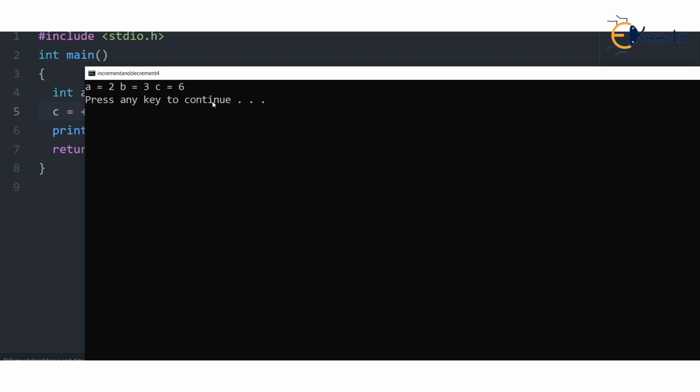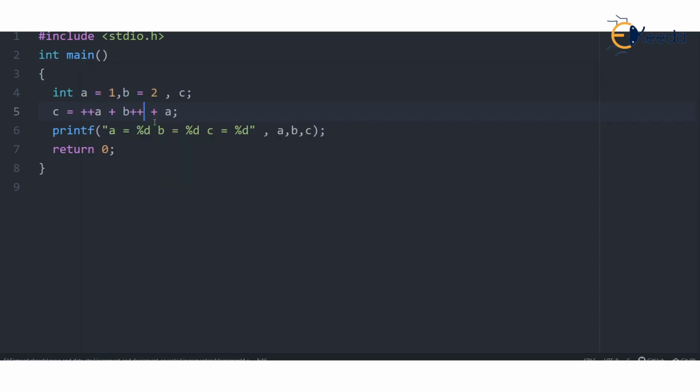There are some more interesting things about prefix and postfix operators, plus plus and minus minus, and they work magically when they are used with the printf statement. And there are a lot of concepts like last in first out associated with stack, which we will see in the next video. Thank you very much.